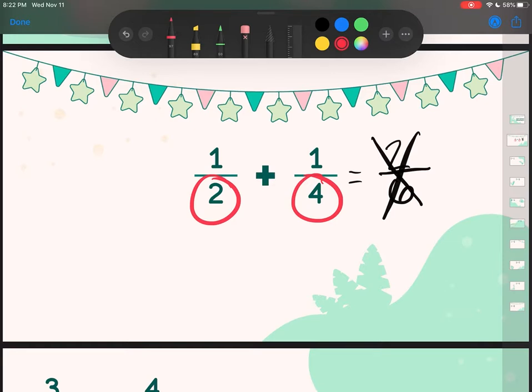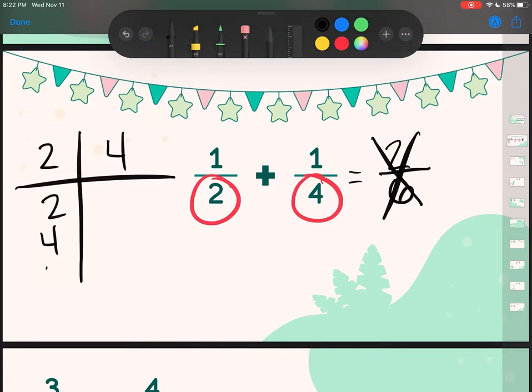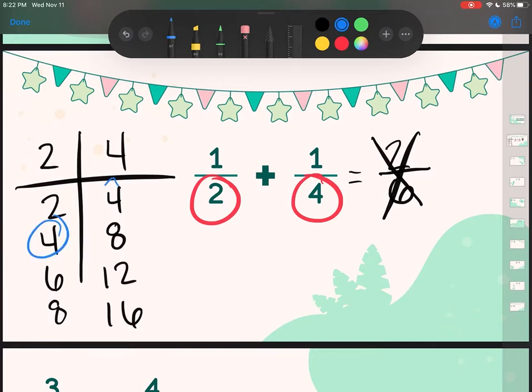So I'm going to look at our denominators. We've got 2 and 4. And we're going to think about their multiples. Remember, multiples is like skip counting. So we're going to skip count by 2 and 4 and see what number they share first. So I've got 2, 4, 6, 8. All right, 4 would have 4, 8, 12, 16.